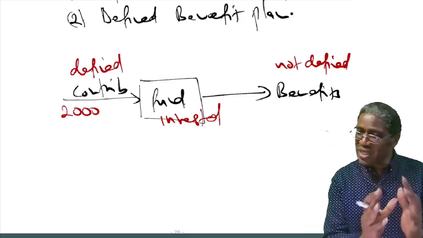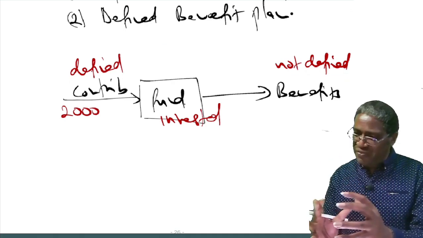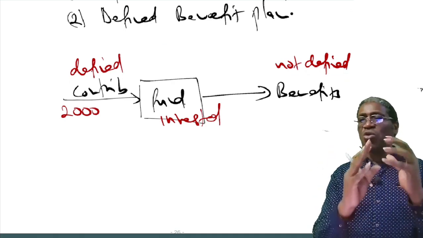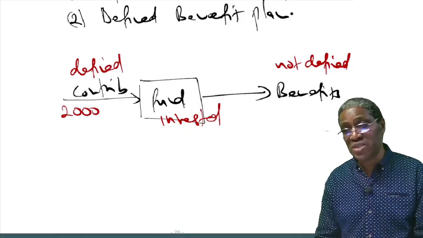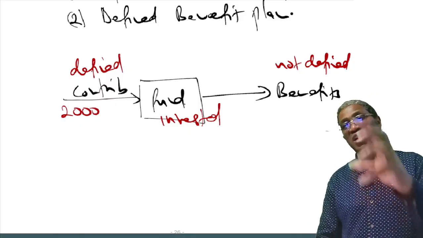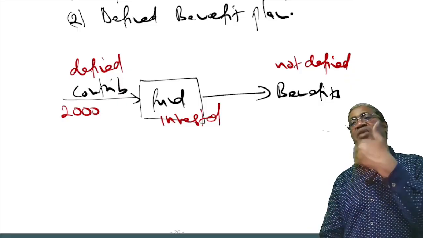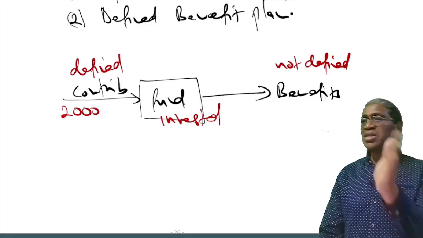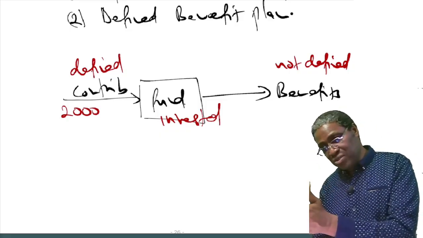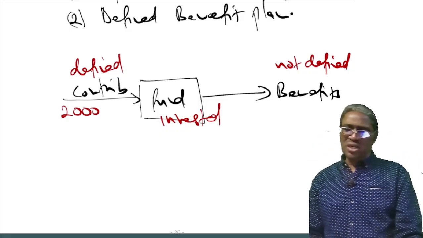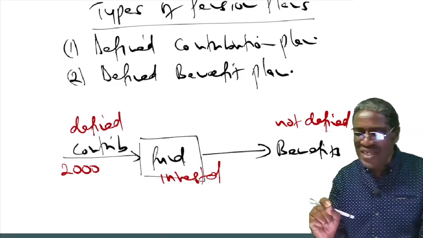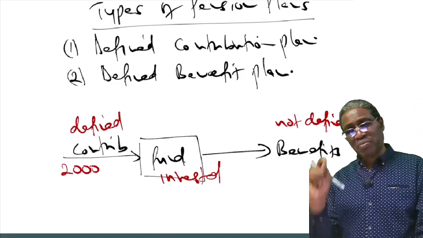So we normally say the amount of the benefits at the time of retirement will depend on the performance of the investments in the fund. If the investments perform well, then the benefits will be more. If the investments perform poorly, then the benefits will be less. Good. So that's all we can say about the first approach. What is a defined contribution plan?